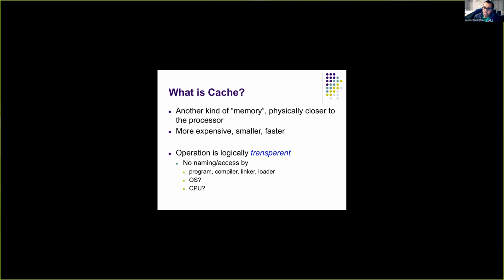Cache accesses are transparent to the program. That means there is no direct way for the program to know whether memory content came from cache or from actual main memory. Like, whether the content of an address came from cache or from main memory, the program cannot know directly. This is what we mean by transparent. Cache is maintained by hardware without any intervention by the program or by the operating system.